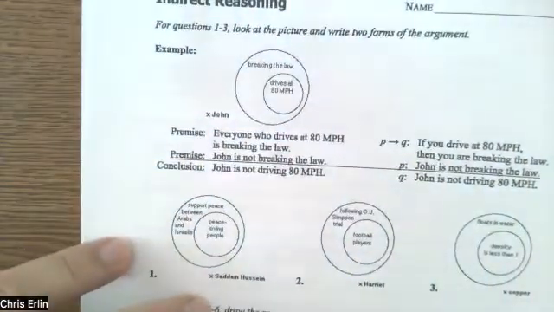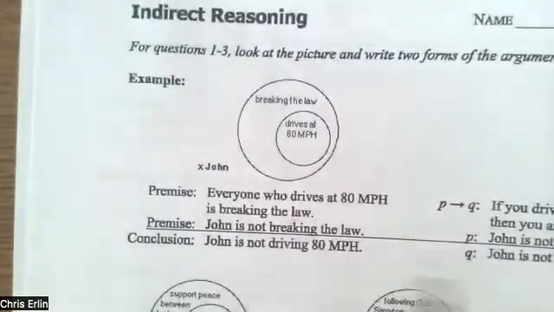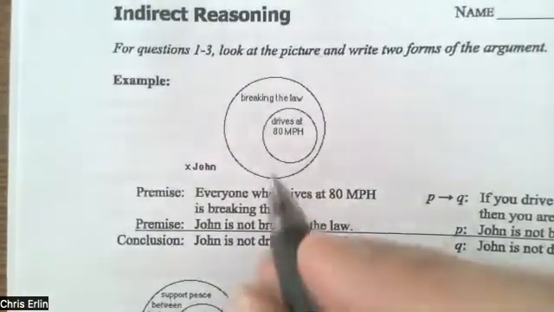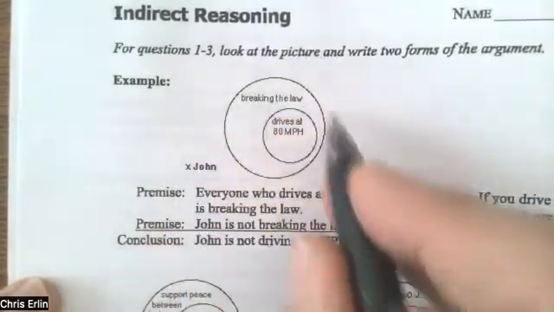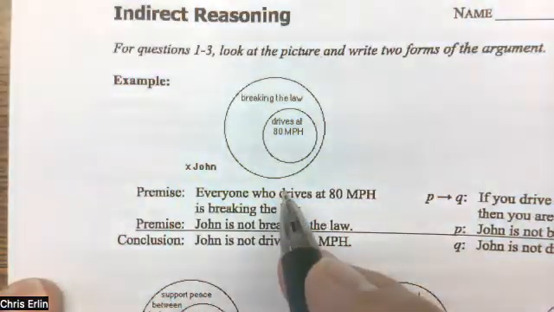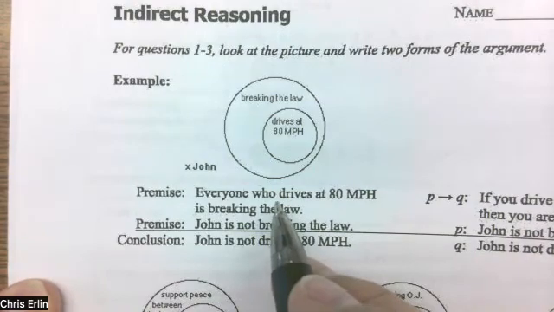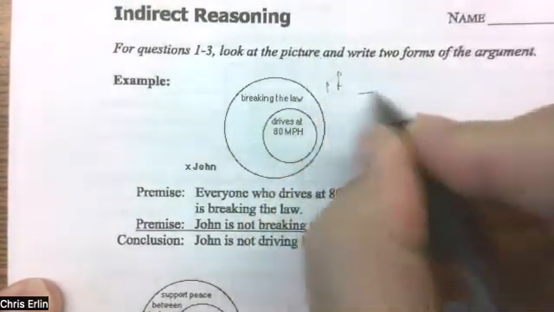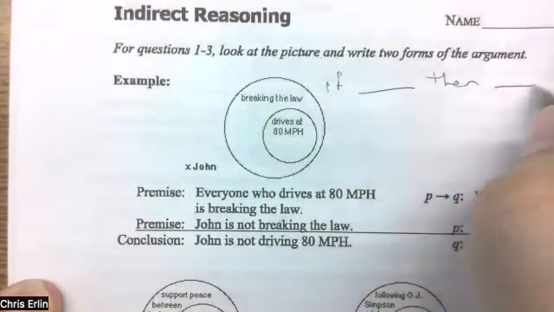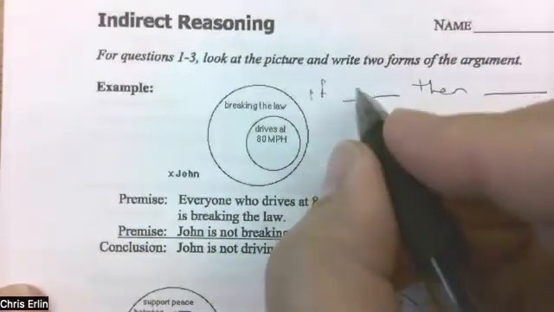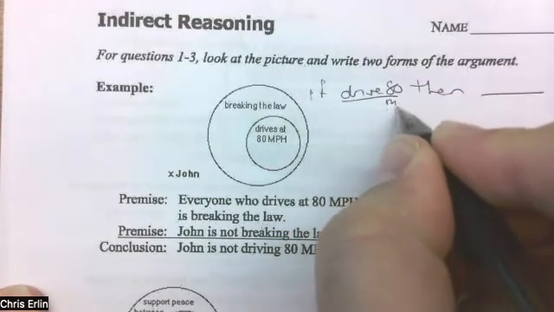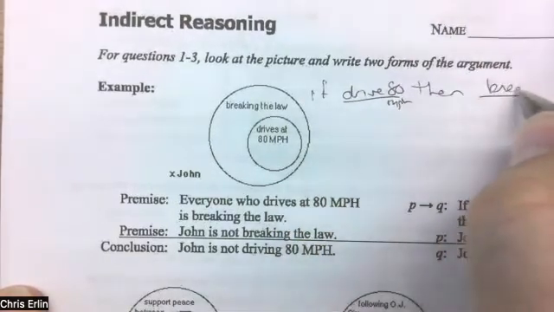I do want to give you clarity on this last page. This is quite old. I probably should have recreated it by now. But when you're looking at this picture, what's the conditional? If what, then what? Good. If you drive 80 miles per hour, then you're breaking the law.